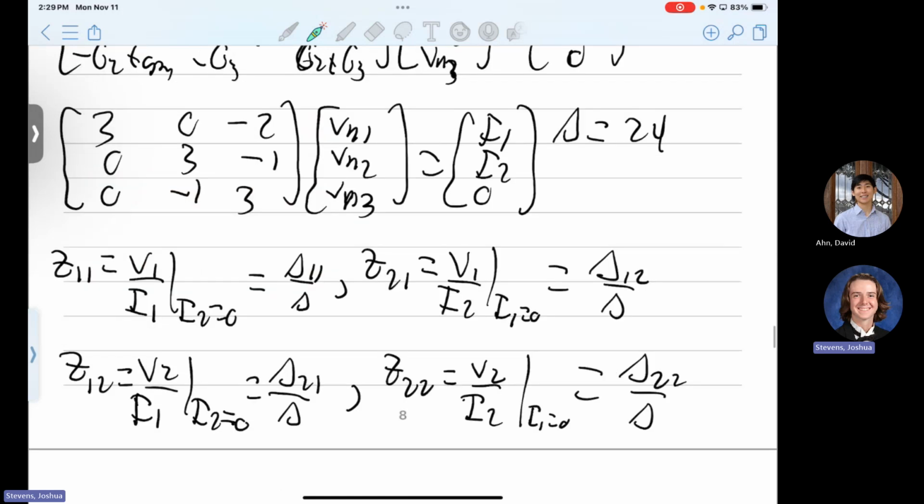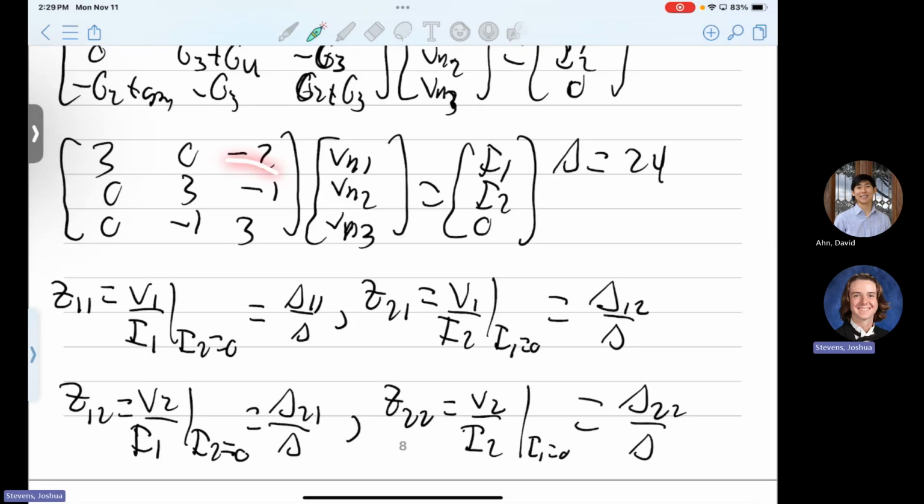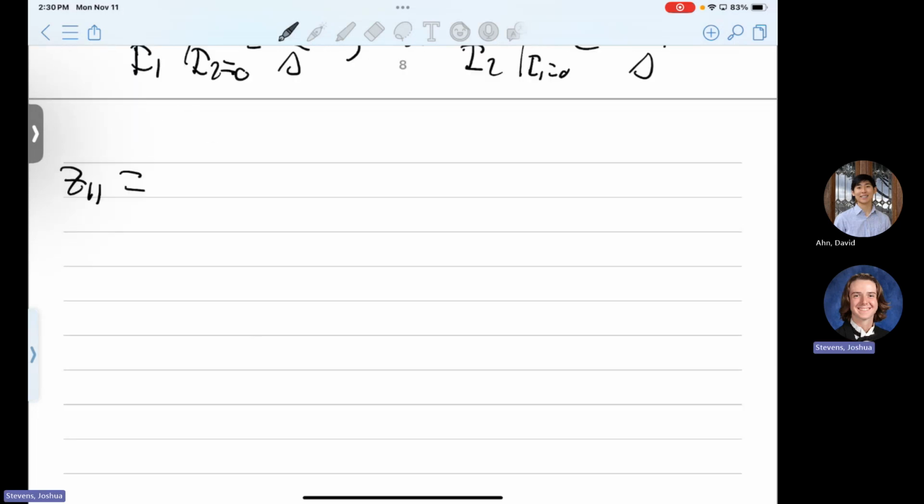Okay. So for Z11, that is equal to the determinant of this matrix here, which would be 3 times 3 minus -1 times -1, all over 24. Z11 equals 1 over 3. I'm sorry, 1 over 3. That's what it equals.